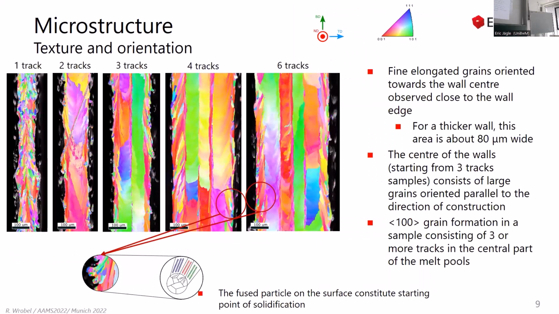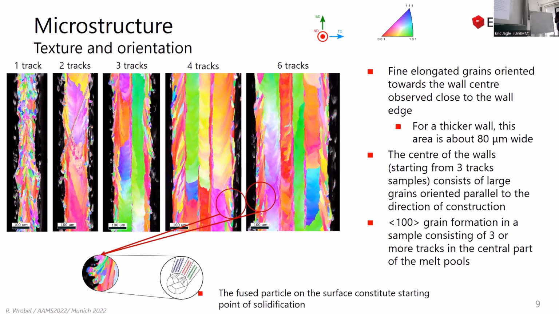Looking at the EBSD graphs, there is also a significant difference between the 1-2 track samples and the 3-track samples, where more or less we start to stabilize. For the EBSD, the texture, the orientation of the grains, is more or less equal. It's like purely polycrystalline material. In the one-track sample, for example, we have extremely fine grains that are just growing towards the center of the wall, while on the 2-track sample, they are sort of inclined 45 degrees towards the left side.